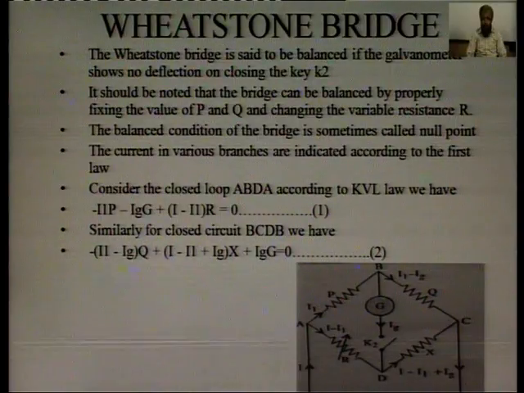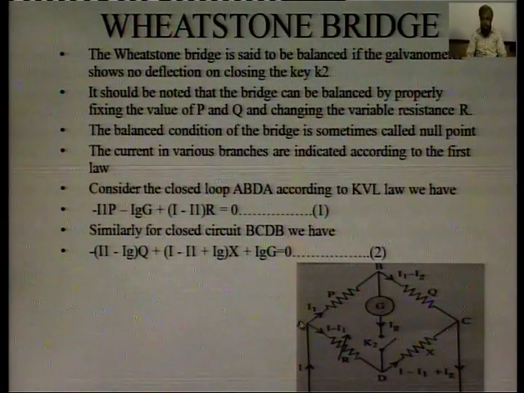It should be noted that the bridge can be balanced by properly fixing the value of P and Q and changing the variable resistance R. The balanced condition of the bridge is sometimes called the null point. The current in the various branches are indicated according to Kirchhoff's first law, that is, current entering at any point is equal to current leaving at that particular point.